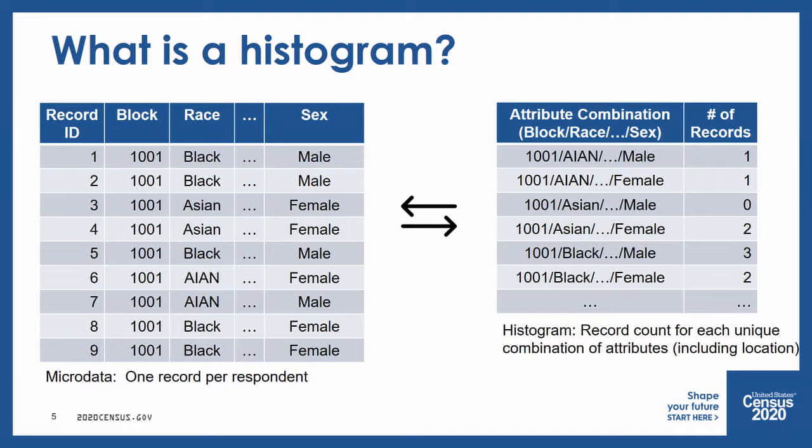So you can see an example here of block level race and sex data being converted to the corresponding histogram for those microdata records. The important thing here is that they are functionally equivalent. You can convert microdata to histograms, and you can convert histograms back to microdata.